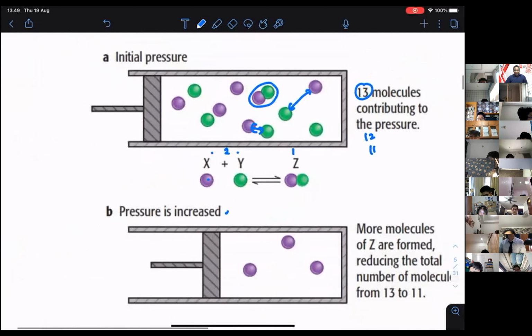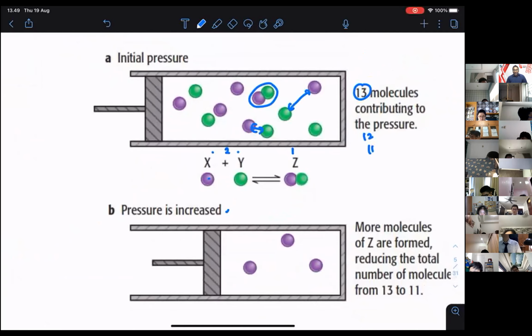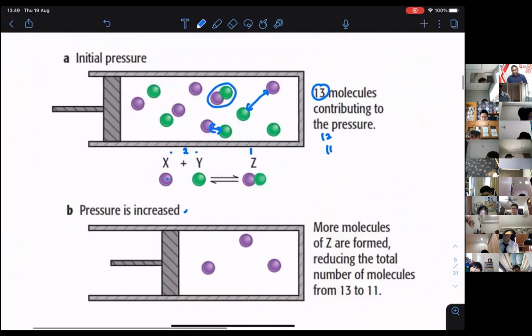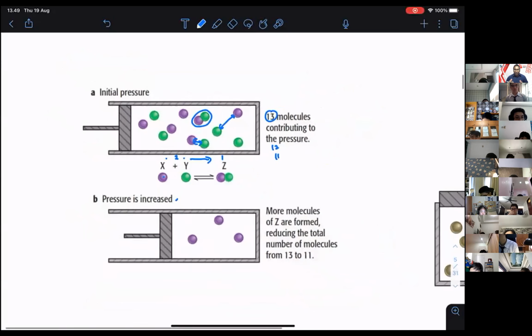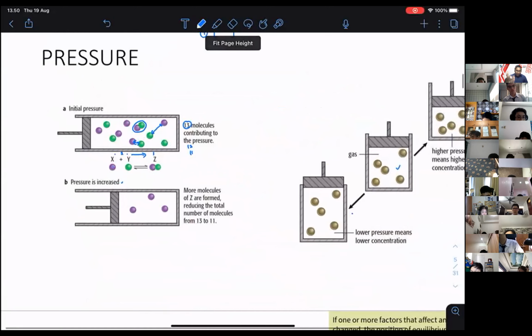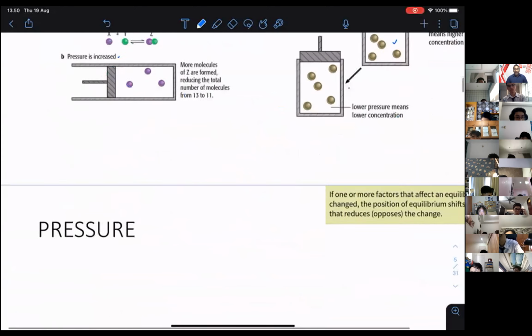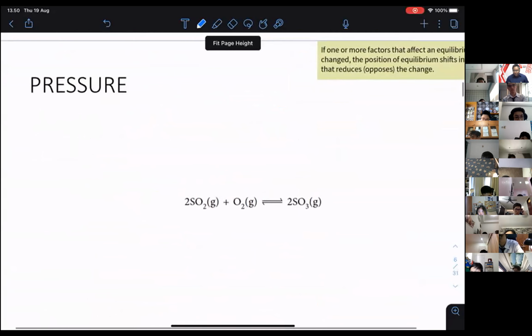When you say pressure is increased, what does it mean? They are telling us that when pressure is increasing, I need to decrease the pressure. How? Moving towards the lower number of molecules is one of the ways, to form more products, where the pressure can be reduced back again. This is explained based on the diagram. Please go through this diagram again, or go through this video again if you don't understand. But I think you still need to understand how to apply them.